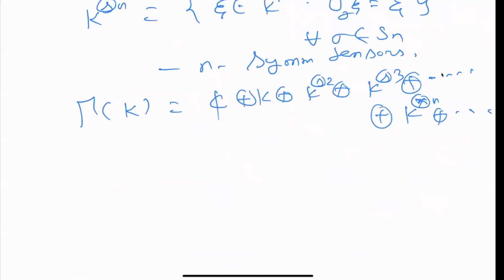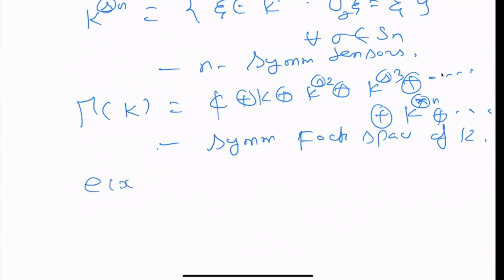So what is next? This is the symmetric Fock space, what is called the symmetric Fock space of K. Now on the symmetric Fock space, there are some nice vectors. Define E of X, for X in K.